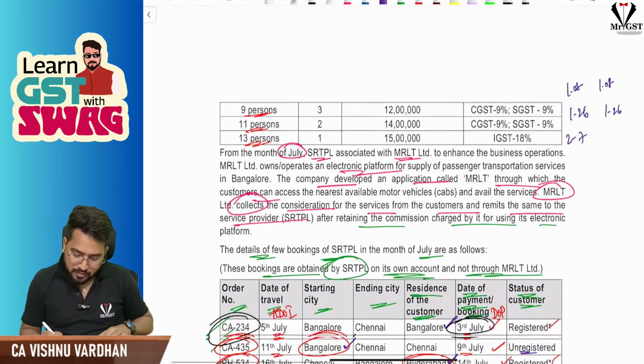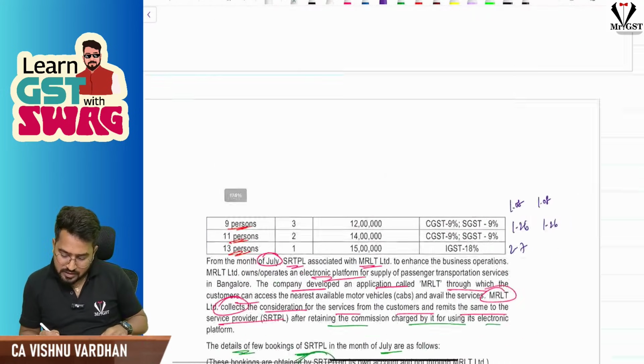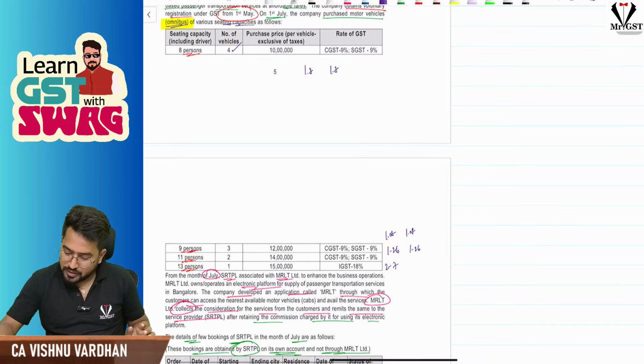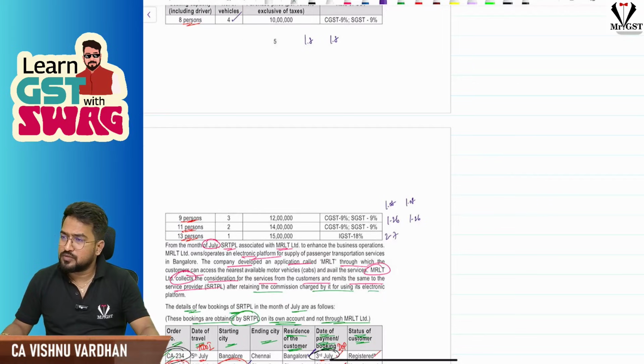First, your target is to make IGST payable 0. It is just 2 lakh 70,000, which will become 0. And CGST and SGST is how much? 1.8 plus 1.08 plus 1.26, so it is 4 lakh 14,000.